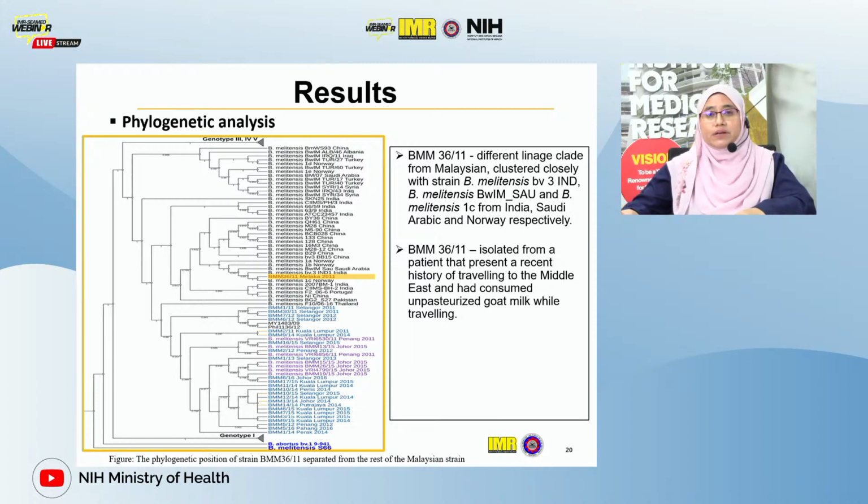So this SNP phylogenetic result suggests that there is a high relatedness between our local strain BMM36/11 and the strain from Saudi Arabia. In addition, this strain was isolated from a patient who presented with a recent infection, had a recent history of travelling to the Middle East, and had consumed unpasteurized goat's milk while travelling.